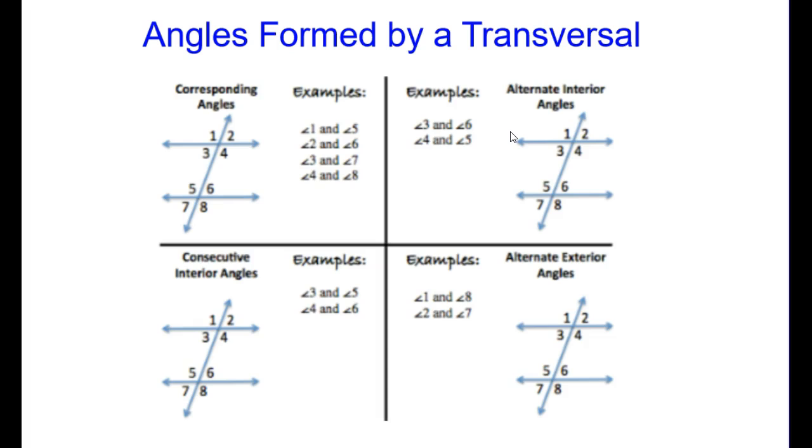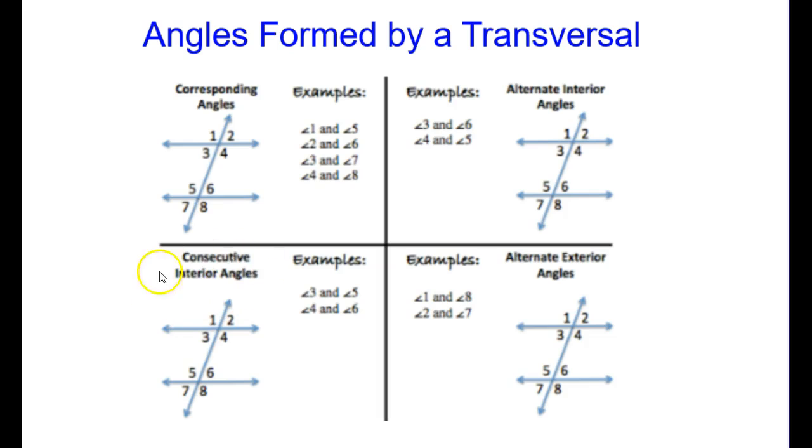The next angle pair we're going to discuss are alternate interior angles. Alternate means on opposite sides of the transversal. Interior means in between these two horizontal lines. One pair of alternate interior angles would be 3 and 6. Angle 3 is to the left of the transversal. Angle 6 is to the right of the transversal. They're both inside these two horizontal lines. So this would be one pair of alternate interior angles. 4 and 5 would be another pair.